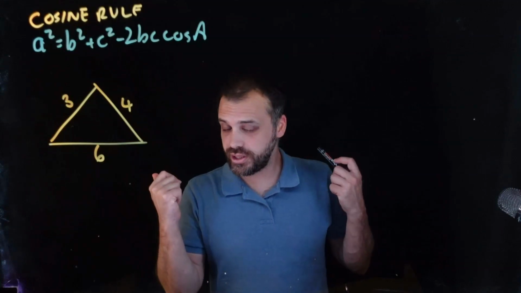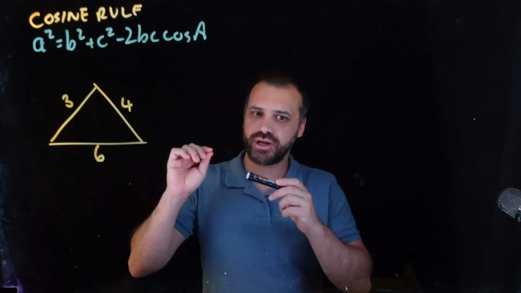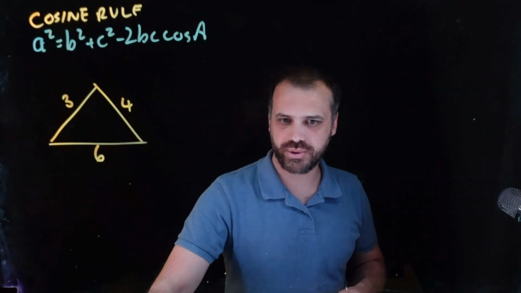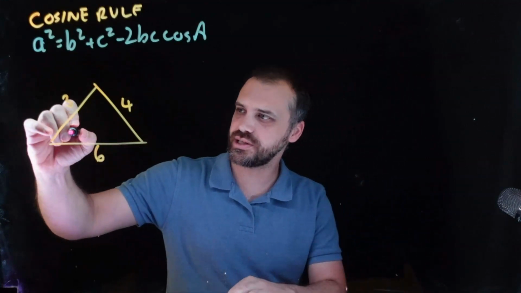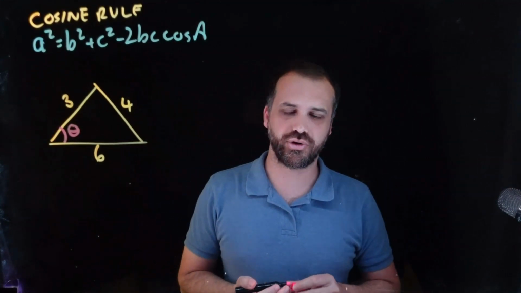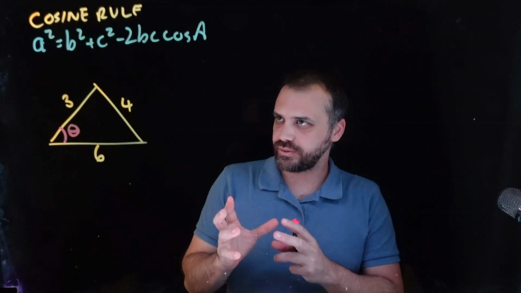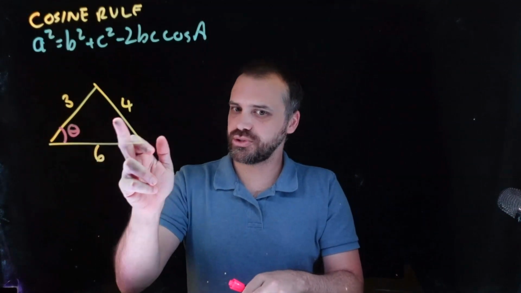So we're going to go pretty quick here. This one is finding unknown angles. Okay, so how do we go about finding unknown angles? Let's say we want to know this angle right here. All right, this angle corresponds with this one right here.